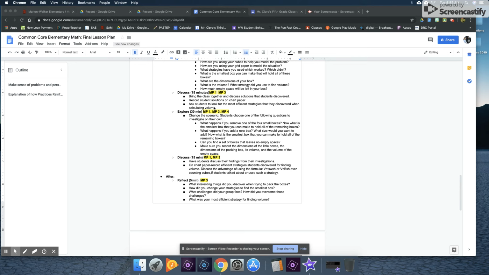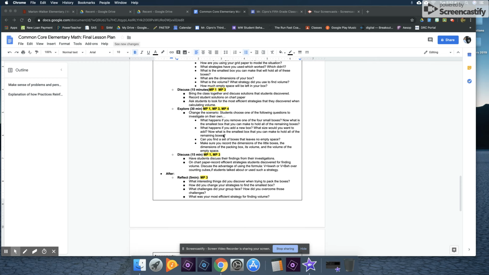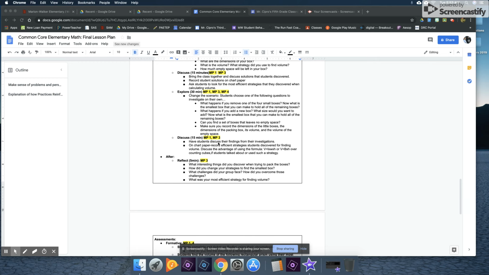After we do that, I'm going to give them another 30 minutes, and this might be a 2-day lesson, so we'd go into the second day maybe, and let them choose their own question to explore. These are the different types of questions that they might choose to go explore to extend upon this lesson. After that, we'll discuss again, and I will have students discuss their findings from their investigations, and again on chart paper, I'll be recording efficient strategies and asking students to highlight any efficient strategies that they use to find the formula while they're presenting their arguments and critiquing others.